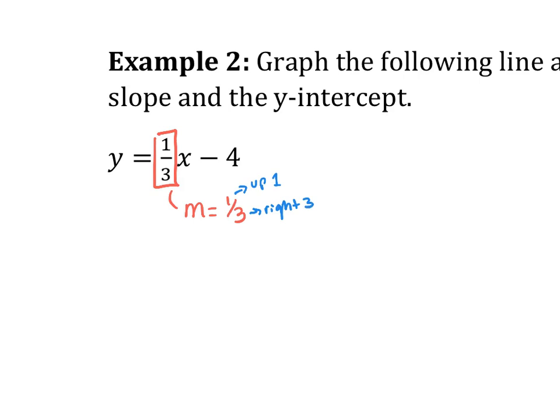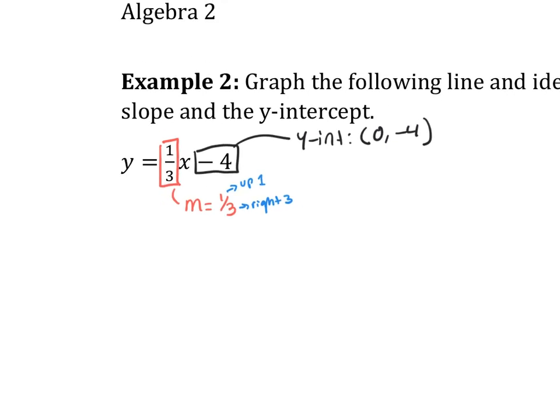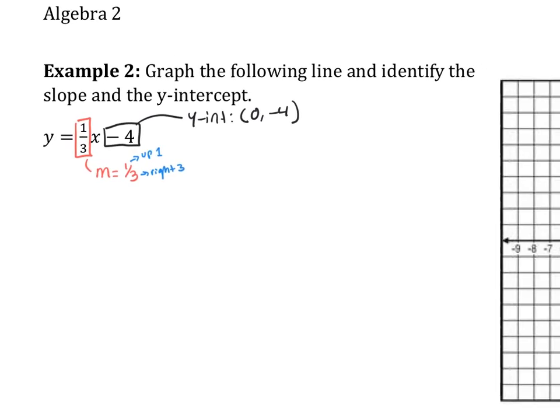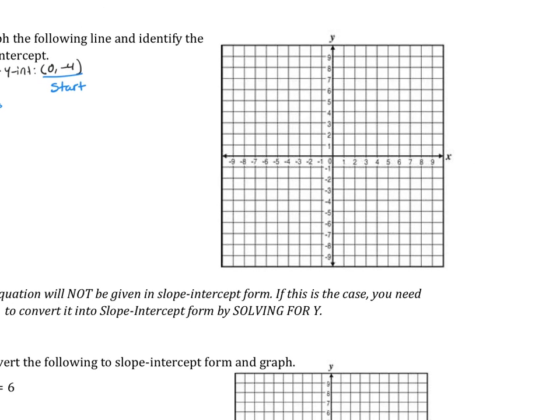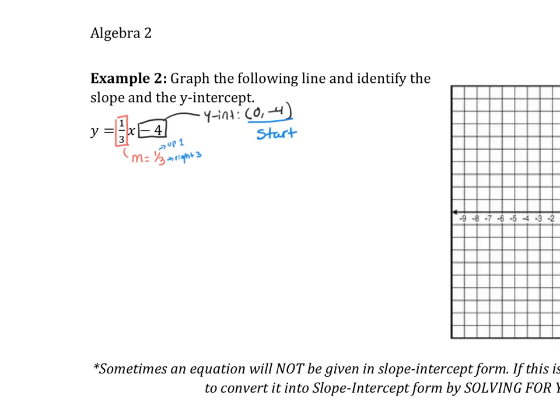And then the number that is not in front of the x is -4, which is our y-intercept. So it's the point (0, -4). To graph this line, you always start with the y-intercept. So we're going to plot that point (0, -4). Then we use our slope to find other points on that line, and then we connect the dots.